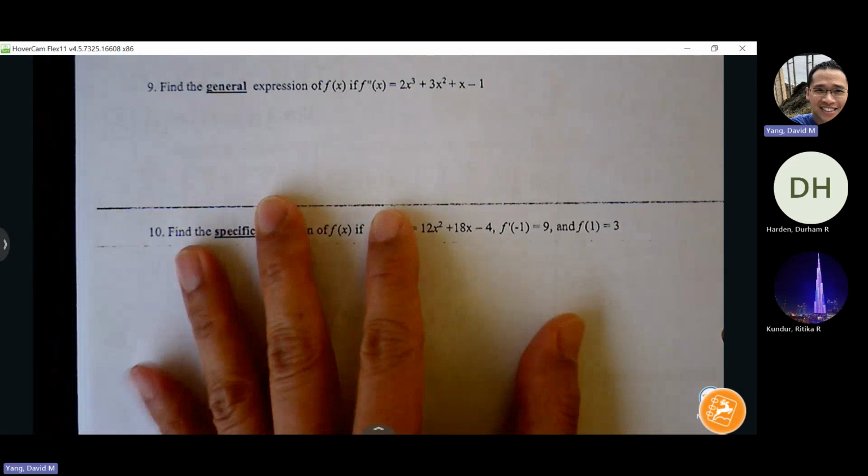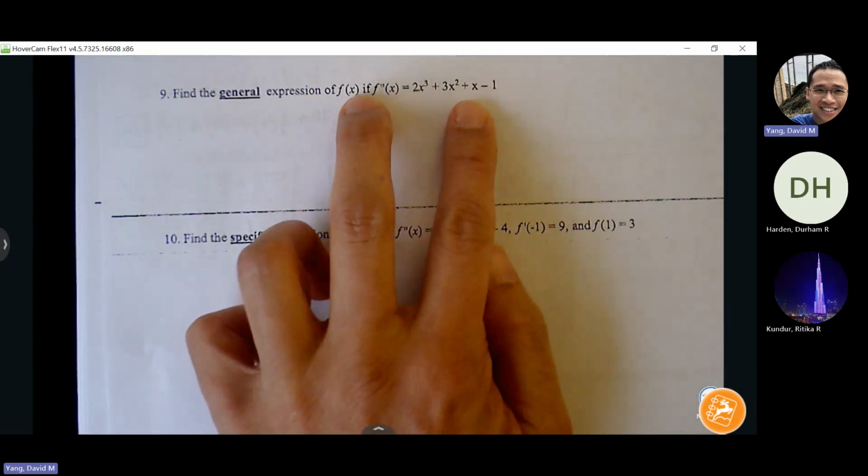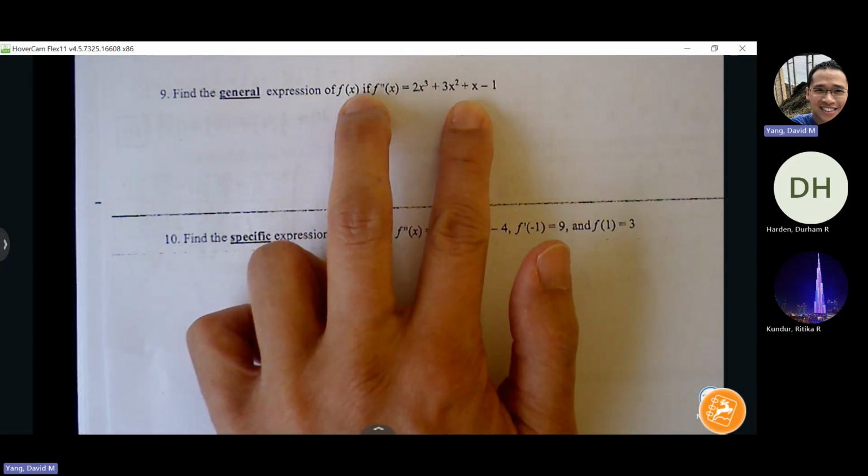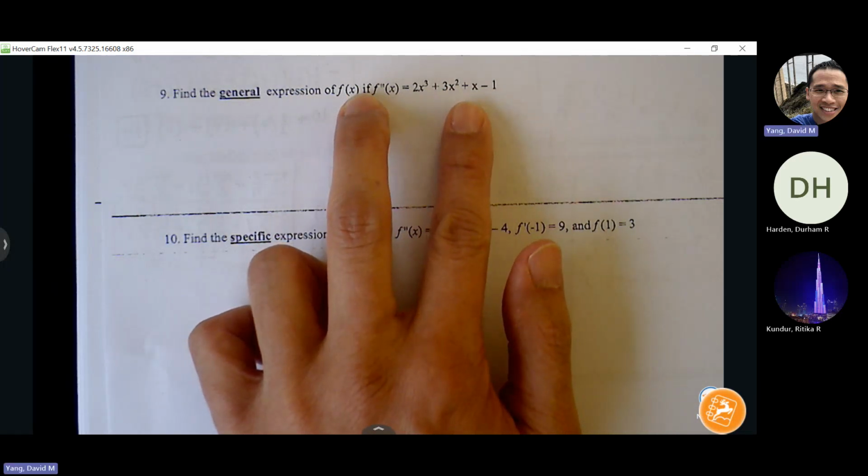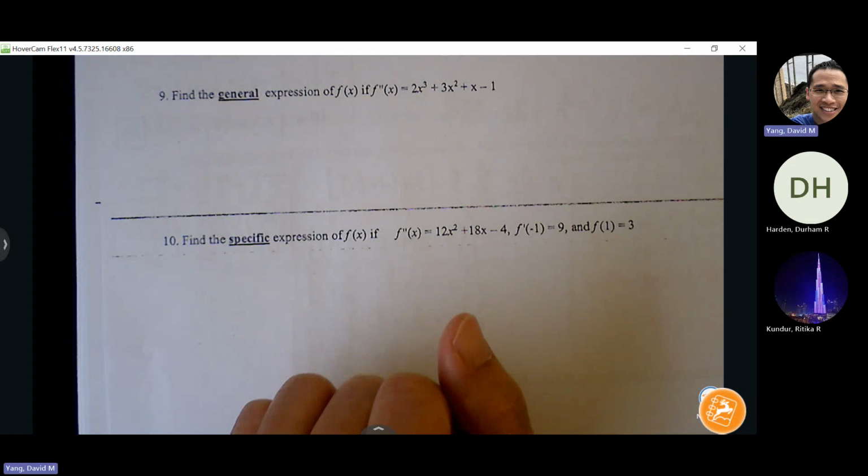Okay, 9 says find the general expression. So we'll just take the antiderivative twice. First time through, we'll get a plus c. Second time through, we'll get a plus c sub 1 x plus c sub 2, or plus c sub 1 x plus k, or plus c x plus k.